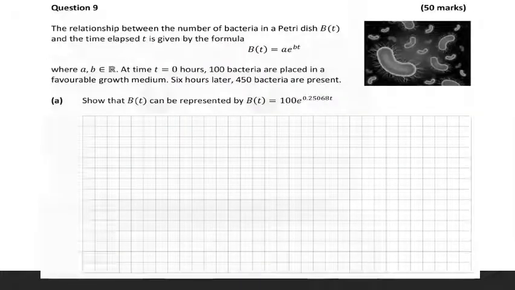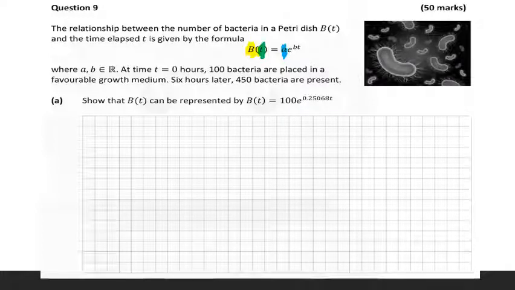The relationship between the number of bacteria in a petri dish, B(t), and the time elapsed, t, is given by the formula B(t) = Ae^(bt). So B here is the name of the function. It is a function of time, so it changes as time changes. A is the initial value. e is just our irrational number, our base.